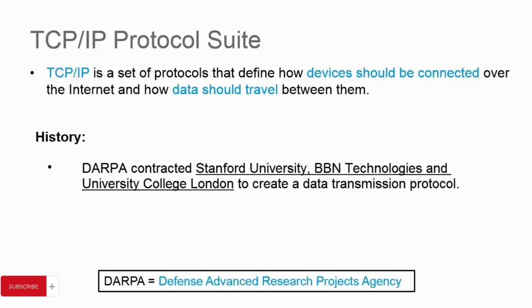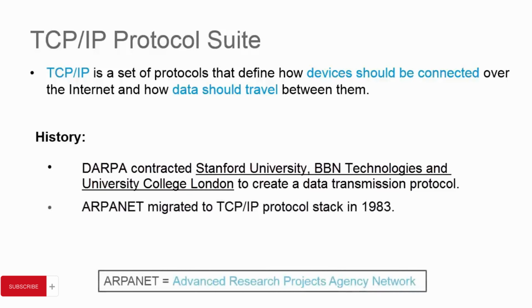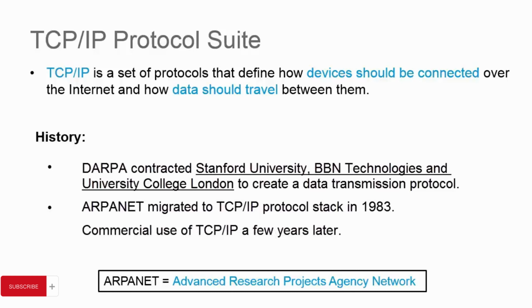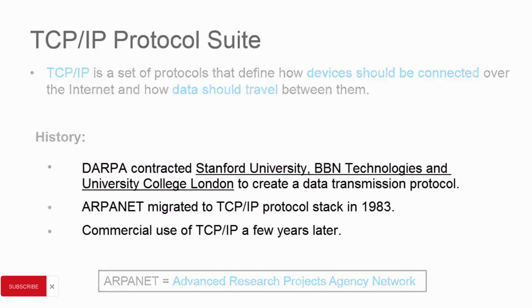After the test in 1975, when communication between networks at Stanford and the University College in London was performed, things started moving faster. In 1983, ARPANET migrated to the TCP/IP protocol stack. By then, the US Department of Defense had already declared TCP/IP as the standard for military networking. A few years later, TCP/IP managed to find its way into commercial use, which resulted in widespread implementation of TCP/IP.